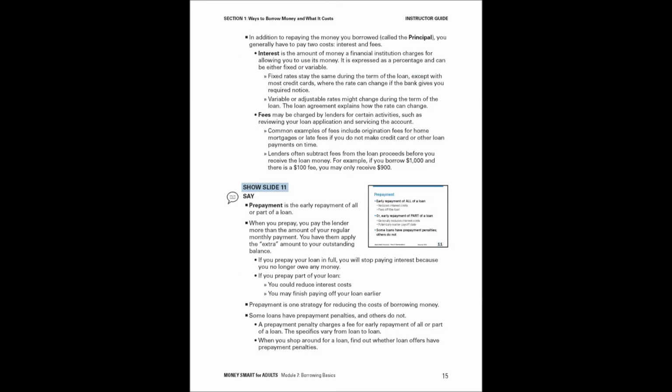Then slide number 11, prepayment. You'll be discussing early repayment of the loan that may reduce interest costs, pays off the loan, or early repayment of part of the loan, where it generally reduces interest costs, or potentially an earlier payoff date. Now, that's going to be great. People are going to be excited about that, prepaying their loan, paying it off early, but there are some loans that have prepayment penalties and others do not. So there is a distinction there, but this is going to be helpful for participants to know this information.